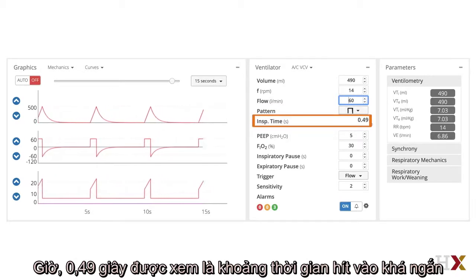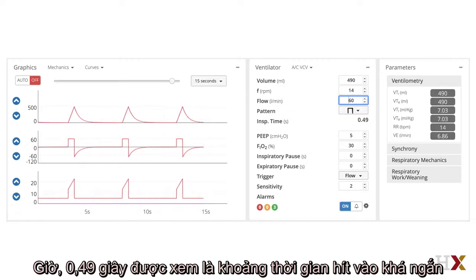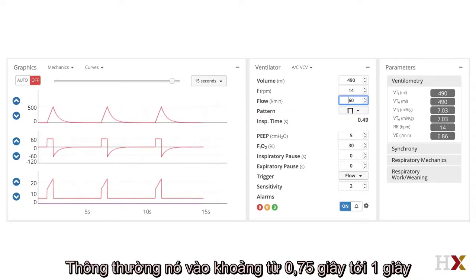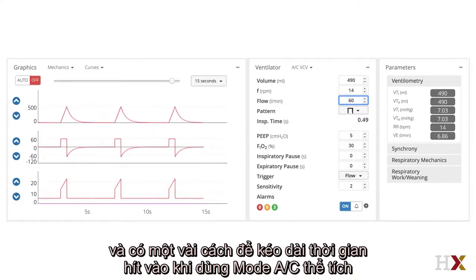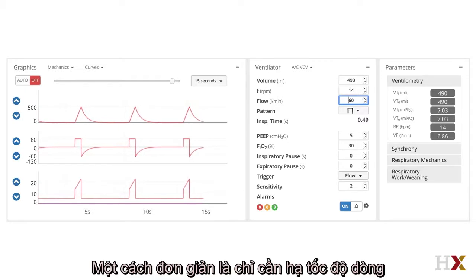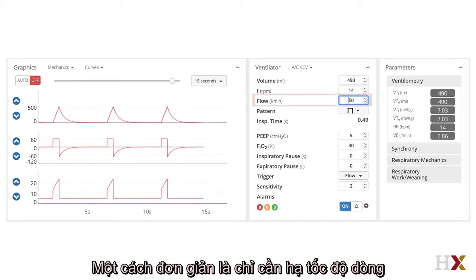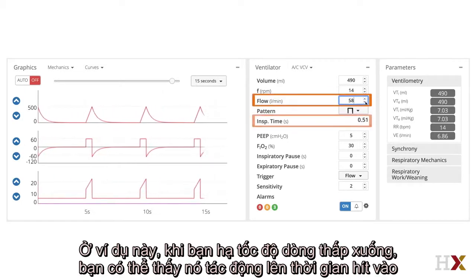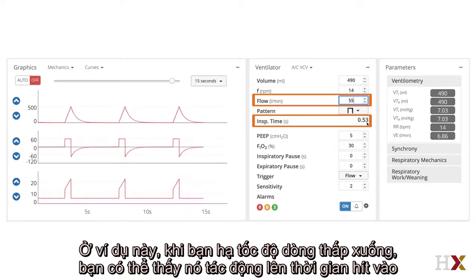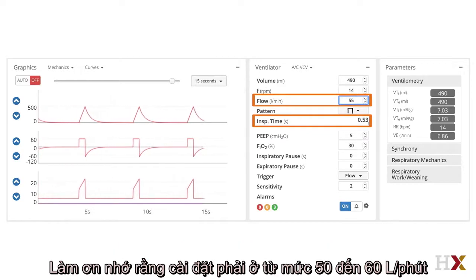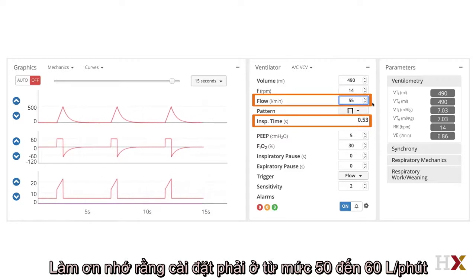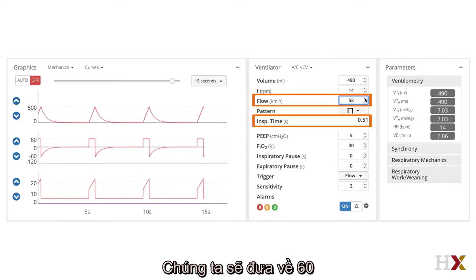Now 0.49 seconds is considered quite a short inspiratory time. Typically it should be between 0.75 and 1 second. And there are a few ways to lengthen the inspiratory time when using volume assist control. One is to simply lower the flow rate. In this example, as you lower the flow rate, you can see its impact on the inspiratory time. Please remember that the setting should be between 50 and 60 liters per minute. We'll return it back to 60.